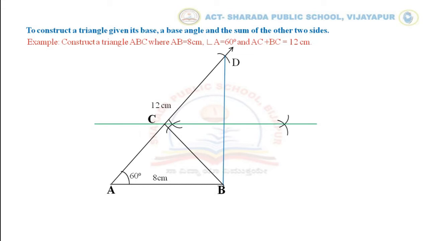This ABC is the required triangle. We can measure the length of AC and BC and check that the sum of these two is equal to 12. So we got AC is equal to 5 cm, BC is equal to 7 cm and the sum of these two sides is 12 cm.